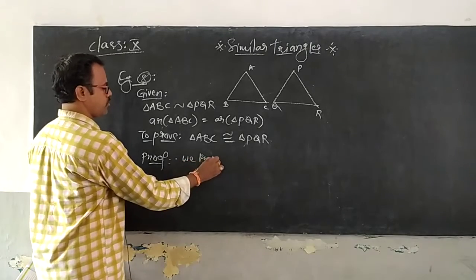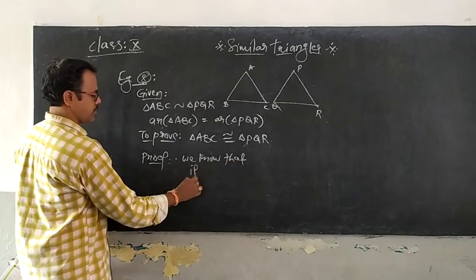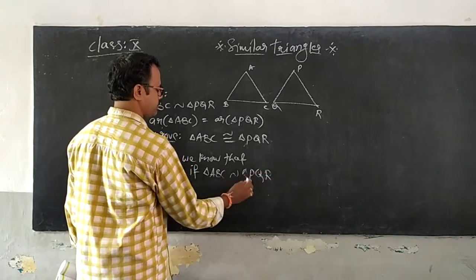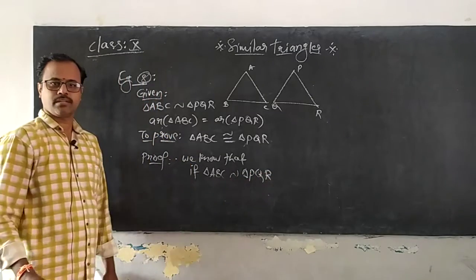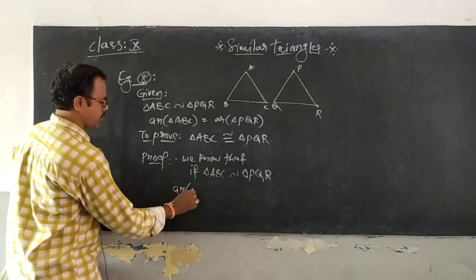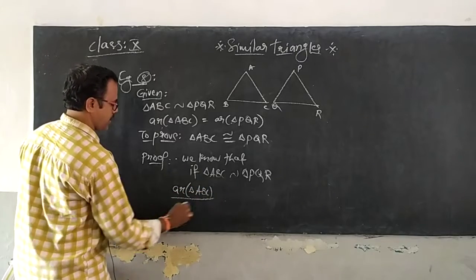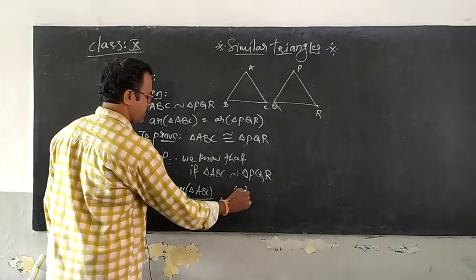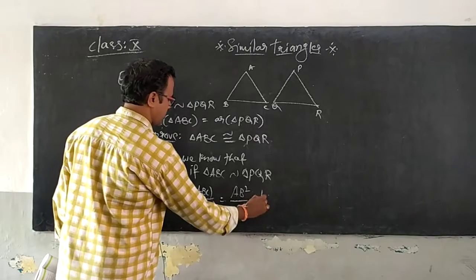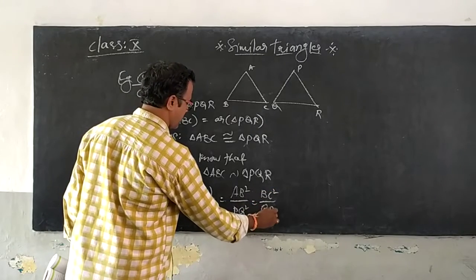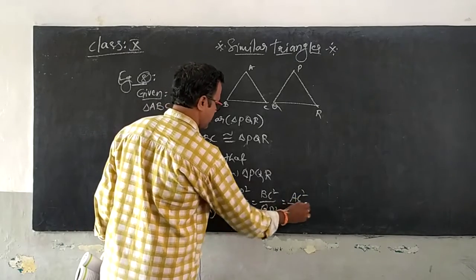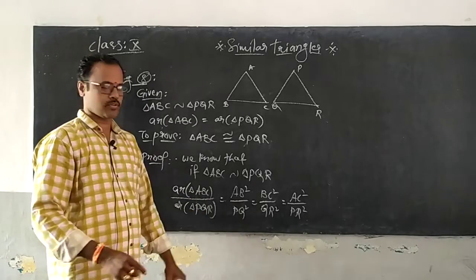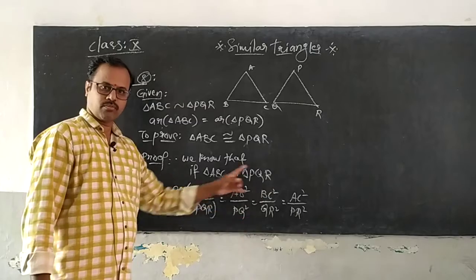We know that if triangle ABC is similar to triangle PQR, you can say area of triangle ABC by area of triangle PQR is equal to AB square by PQ square is equal to BC square by QR square is equal to AC square by PR square. This is the theorem we have seen yesterday.